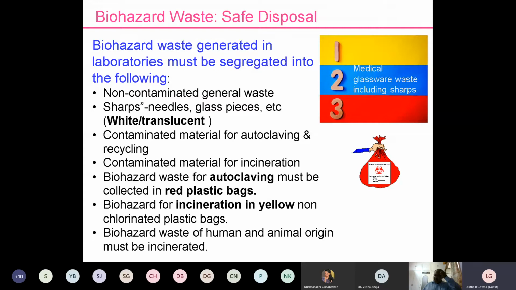Contaminated material has to be autoclaved, and these are WHO color-coded bags which you use for autoclaving. Biohazard waste must be collected in red plastic bags. Material which has to be incinerated, such as if you have worked with an animal and the animal carcass has to be disposed, you use the yellow colored bags, and all the biohazard waste of human and animal origin must be incinerated. So these are a few insights and the equipment which are required at different biosafety levels.